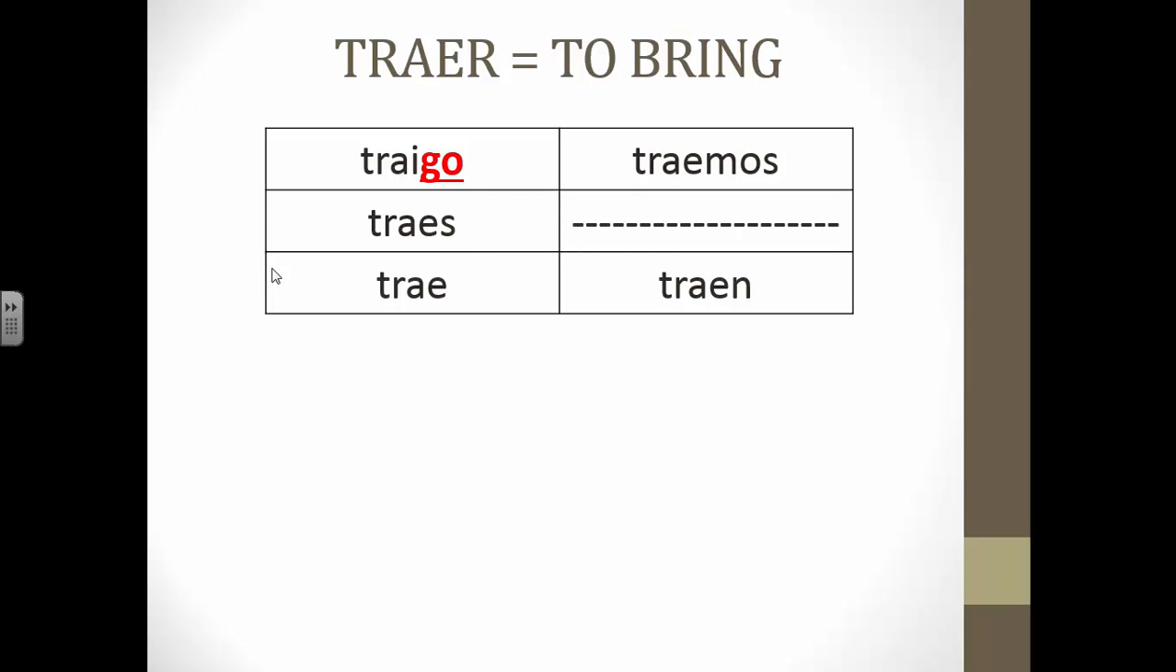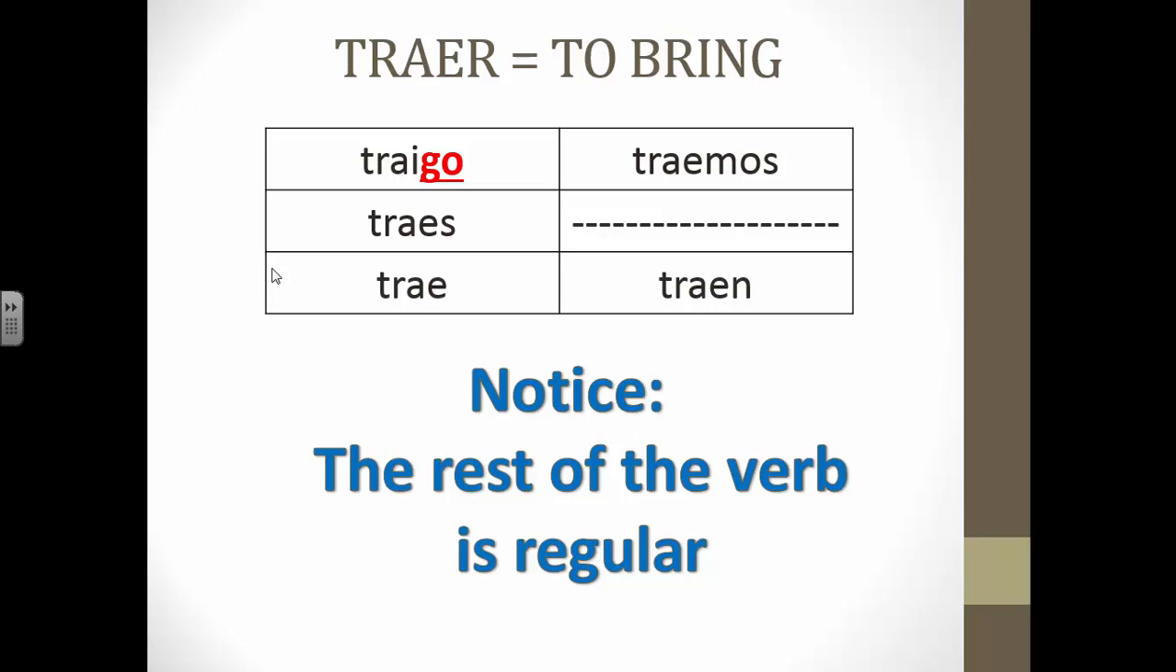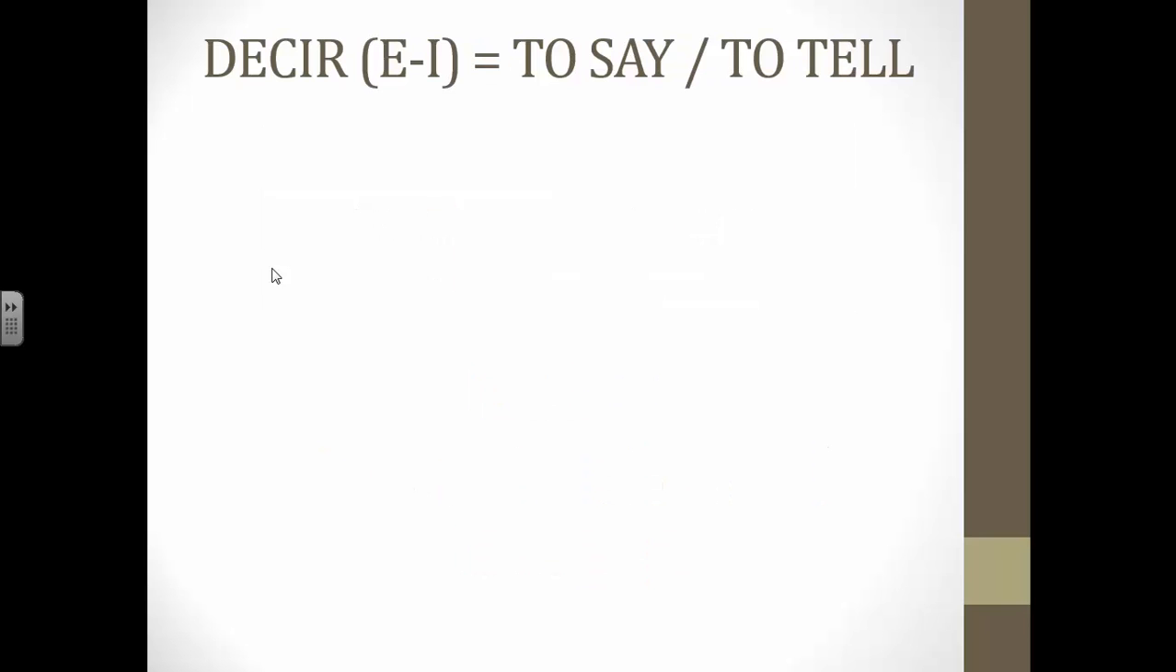Okay, traer is to bring. Mark that down, and then also mark down the forms of the verb traer. Okay, so we have traigo, traes, trae, traemos, and traen. It's a regular ER verb except the weird yo.